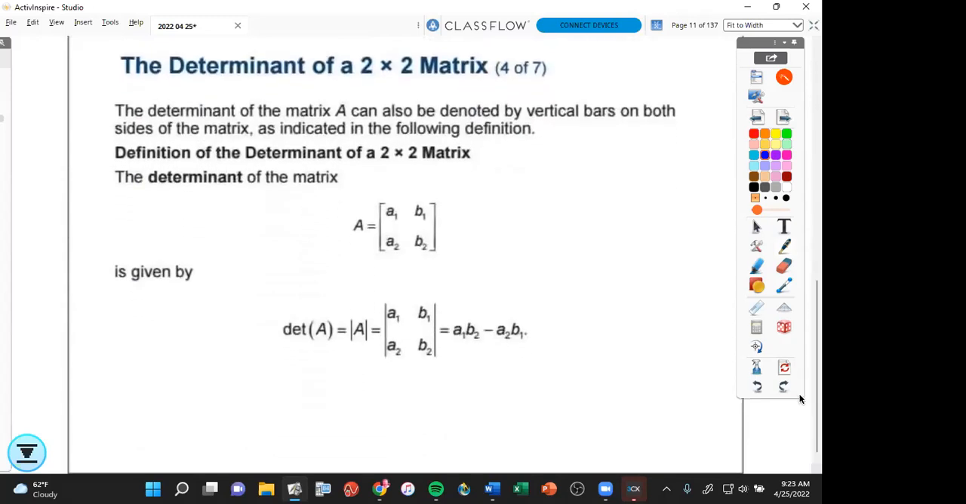Okay, so if I have a matrix, a sub 1 b sub 1, a sub 2 b sub 2, I can calculate the determinant. Now, determinant uses what looks like absolute value bars. So if I write brackets, I'm talking about the matrix a sub 1 b sub 1, a sub 2 b sub 2. If instead of brackets, I just have the absolute value bars, I'm saying, hey, what is the determinant of this matrix? I'm not telling you this is a matrix. I'm saying, what is the determinant? And again, product down minus product up.